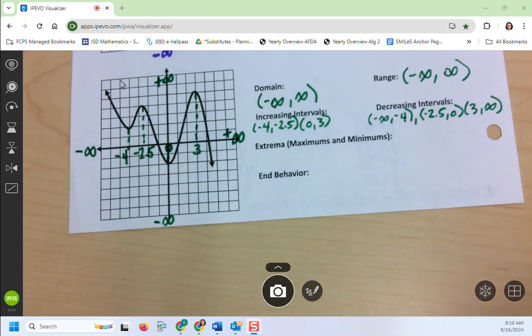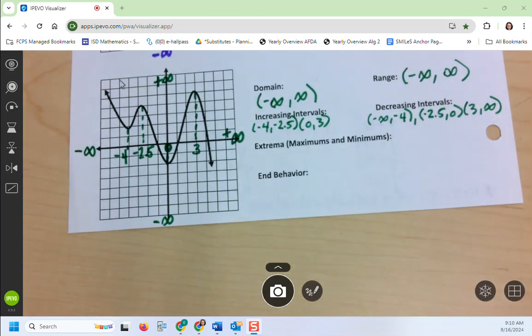Okay, good question. The question is, should we use the square bracket? The easy answer is, for increasing and decreasing, just remember we always use parentheses and we never include the endpoints for increasing and decreasing.